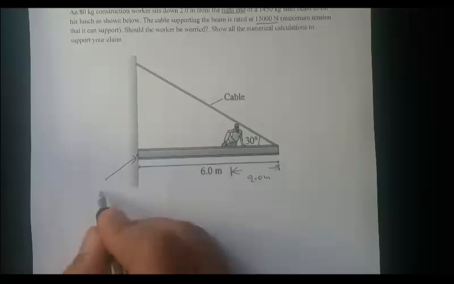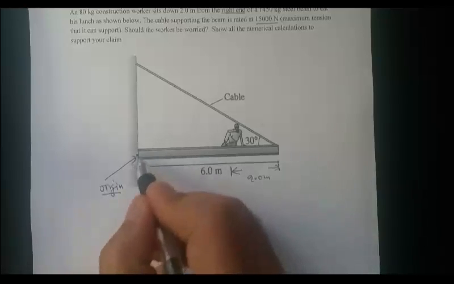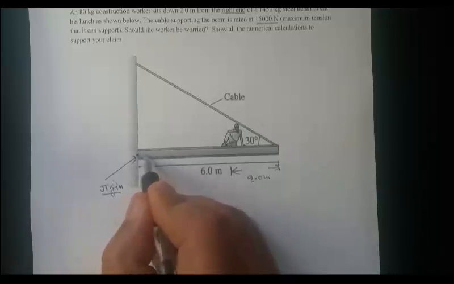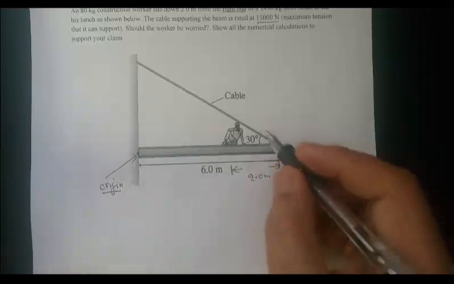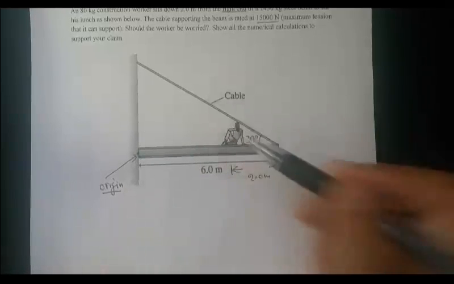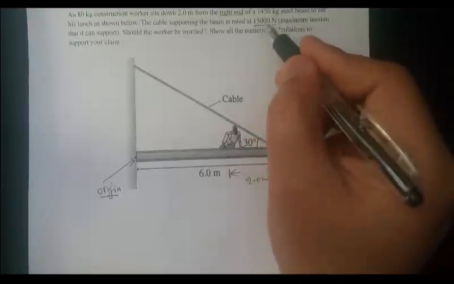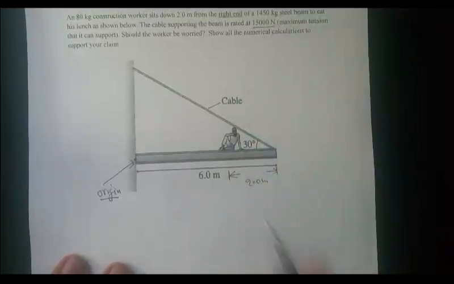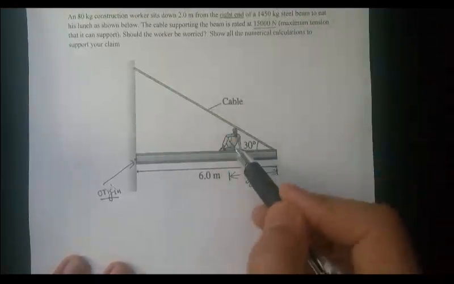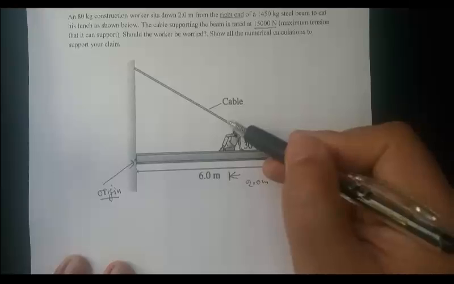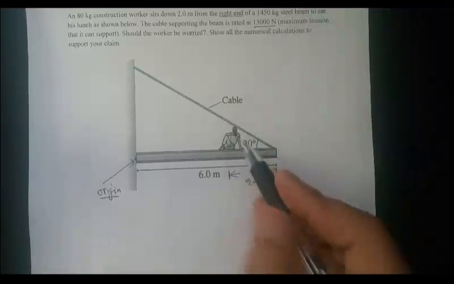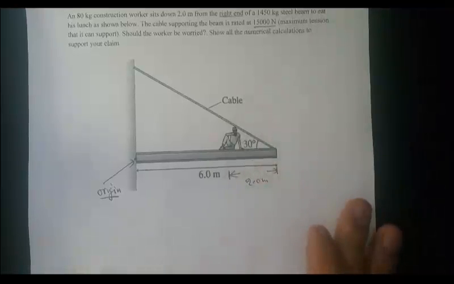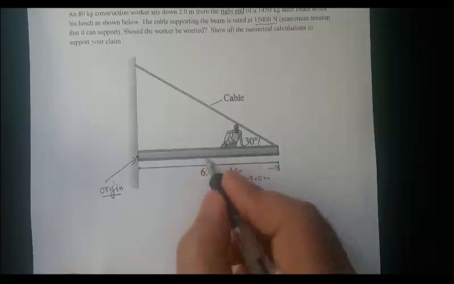So let's choose this as our origin. Usually we choose the origin where unknown forces act, and here you have hinge forces which are unknown. So you just need to find the tension in this cable and compare it with this maximum tension, right? That's all you need to do. If the tension in the cable is less than this, he's safe. If the tension in the cable is more than this maximum limit, then this worker shouldn't sit down here. So let's draw the free body diagram.